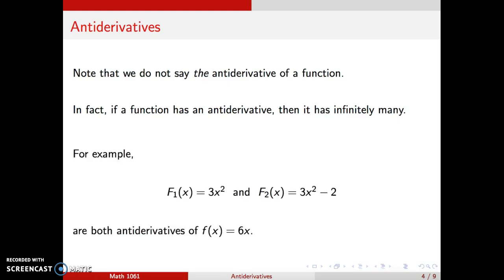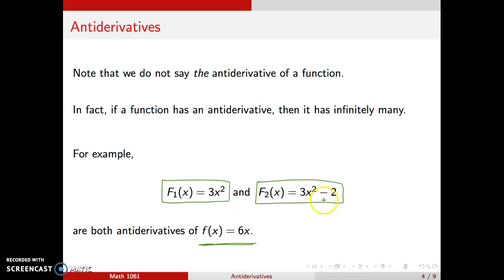For two quick examples: F1 of x equals 3x squared, F2 of x equals 3x squared minus 2. These are both antiderivatives of the function lowercase f of x equals 6x. We verify that by just taking the derivative. The derivative of capital F1 is 3 times 2x, so 6x. Bingo. Here we get 6x minus 0, so that's just 6x, same thing.